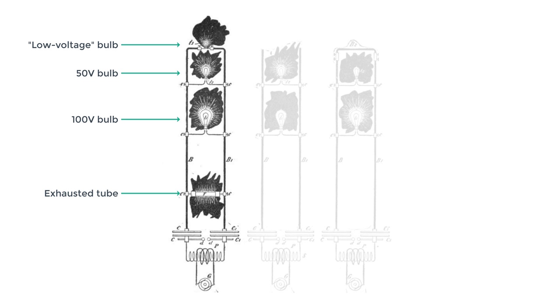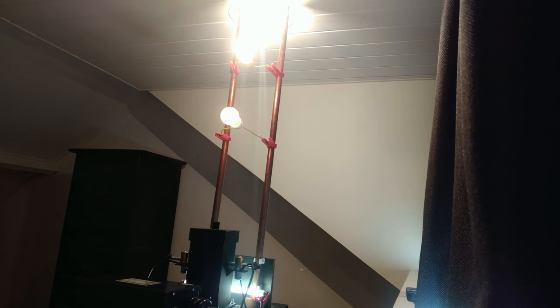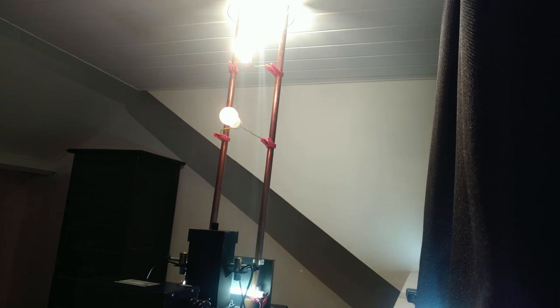According to Tesla, all bulbs will light up, even though they have wildly different voltage ratings and are all short-circuited. Here is my replication, of which you can find the details in the comments. Indeed, all lamps light up at full brightness.